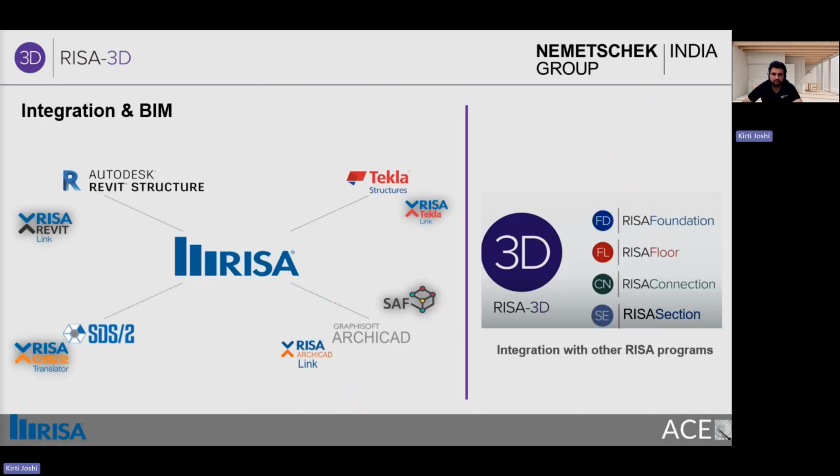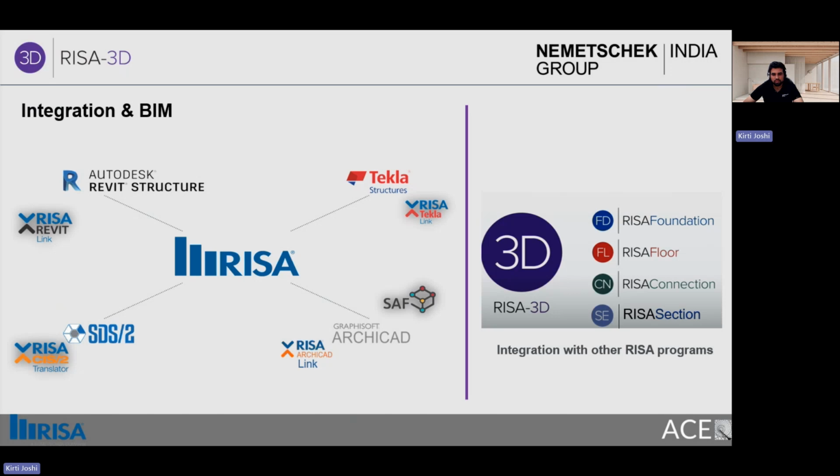So it can be integrated with tools such as Autodesk Revit, Tekla, and ArchiCAD, through the links available, that is the RISA link. For example, if you want to connect it with Revit, you can use the RISA Revit link. On the right-hand side, you can also see it can integrate with other programs like RISA Connections, RISA Flow, and RISA Foundation.